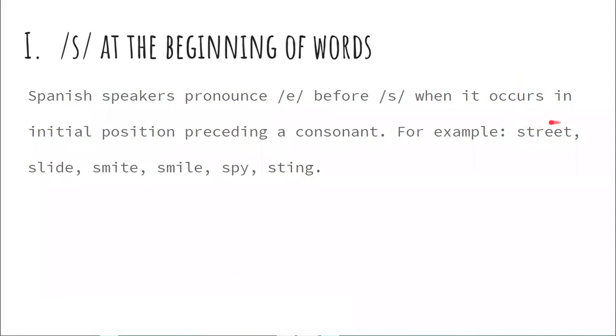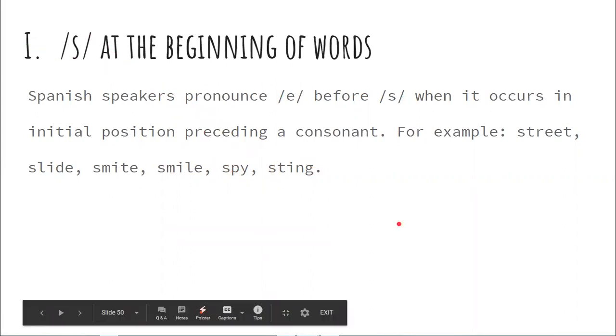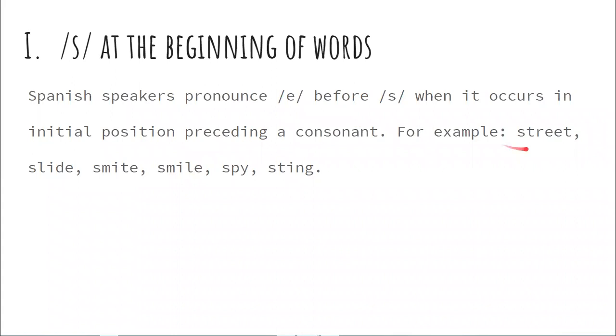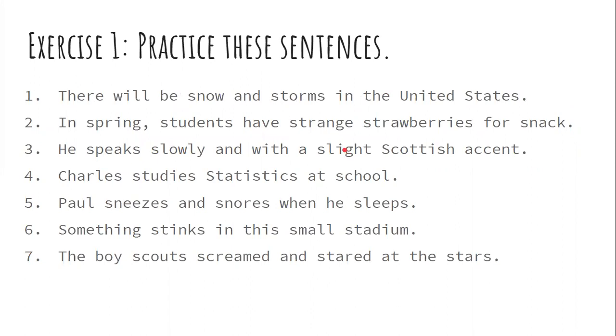Street. Okay. What about this one, Martuco? Slide. Yes, Dania. Thank you, Martuco. Dania. You're welcome. No worries. Smile. Thank you. Next one, Dania. Smile. Yes, Dania. Spy. Yes, and this one. Sting. Okay, so as your classmates did a very good job, they began the words with the S sound, not with an E sound. So in general, this would be street instead of estreet. Street. Immediately S. Okay, we're going to be practicing these sentences, and these will be part of the interrogation.